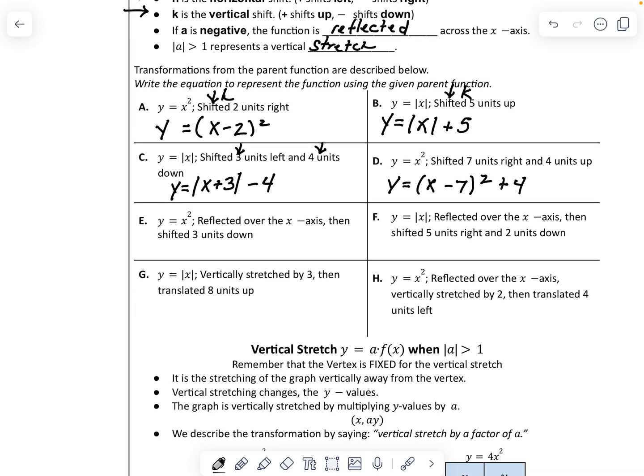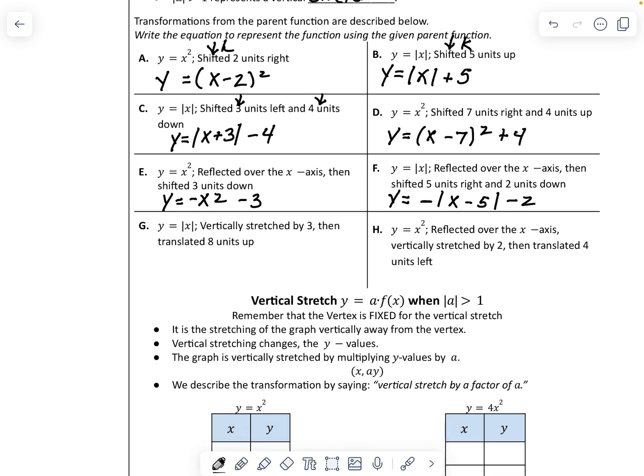Now we're going to deal with a few reflections. So y equals x. It's going to be reflected over the x-axis, then shifted 3 units down. Okay? And you don't need the parentheses. All right. So y equals, we know it's going to be reflected. So we know it's shifting right, which would make it minus 5, and 2 units down, minus 2.